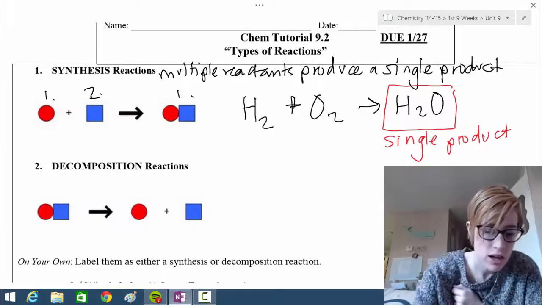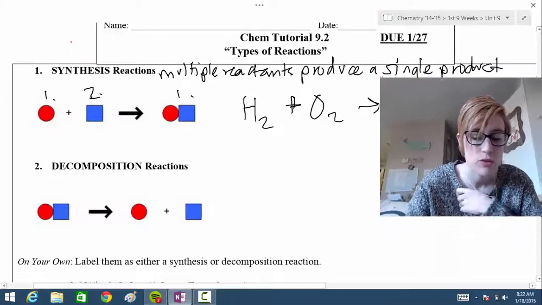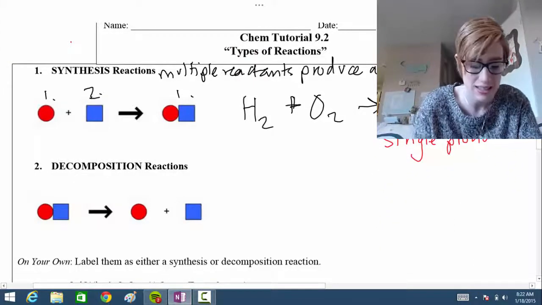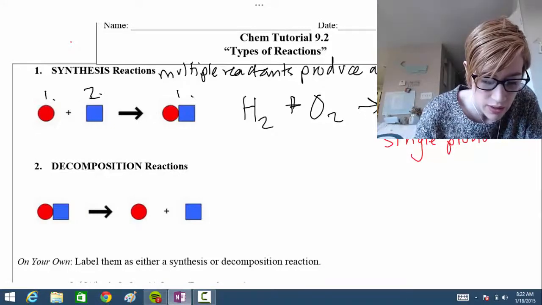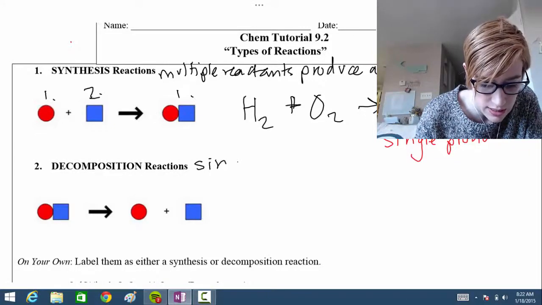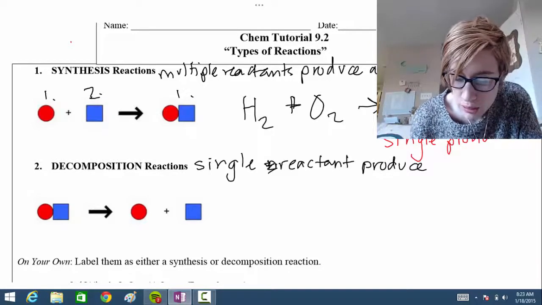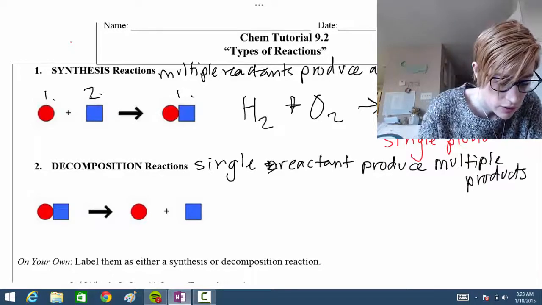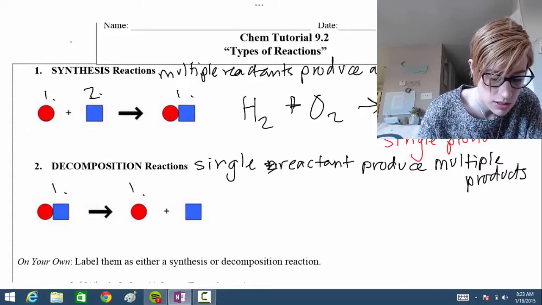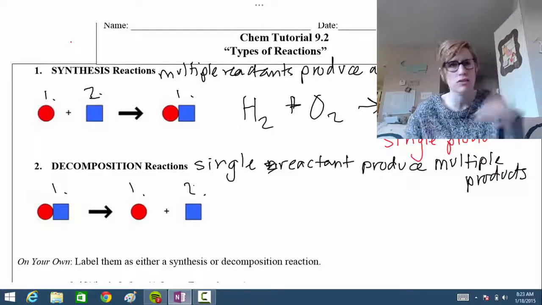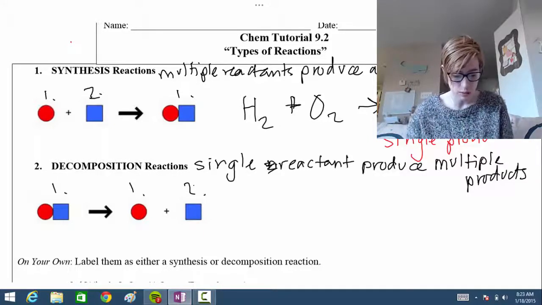Decomposition reactions, essentially they are the absolute reverse reaction of synthesis. So here we have a single reactant, and we're going to produce a bunch of products. So here we have our single reactant, and we're producing 2 products. Now, you don't always produce 2 products. You can produce like 3, 4, 5 products. It doesn't matter. But you have to have more than one product being produced.